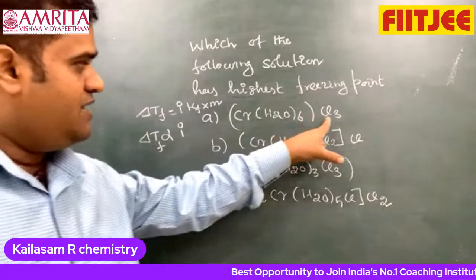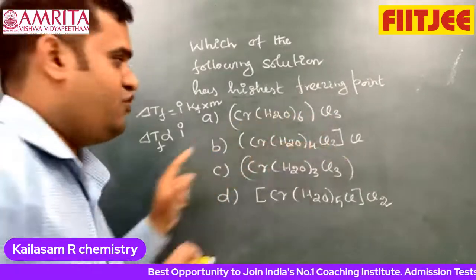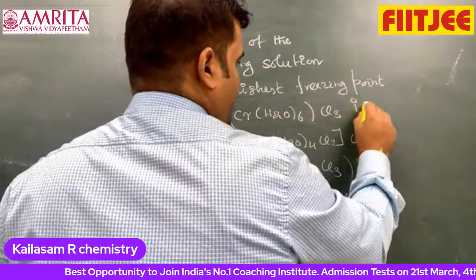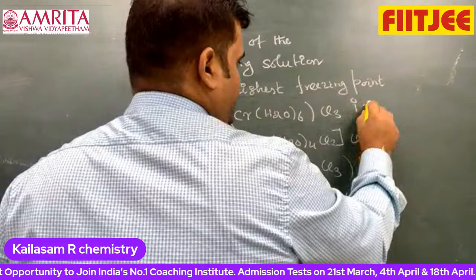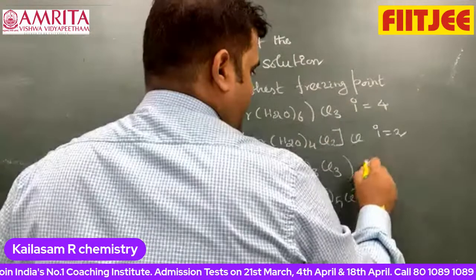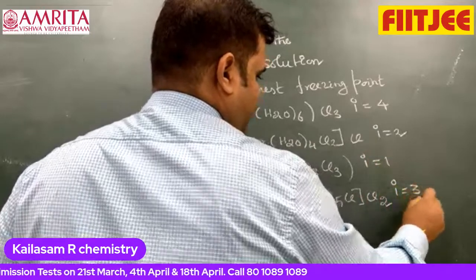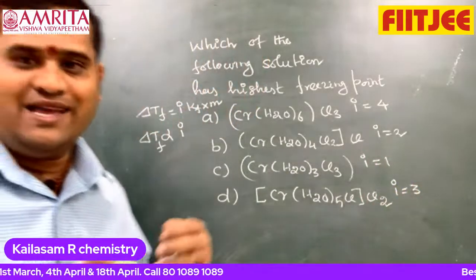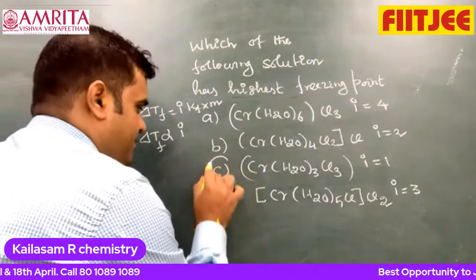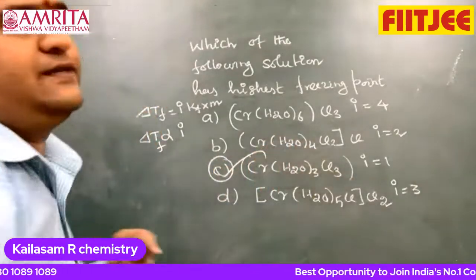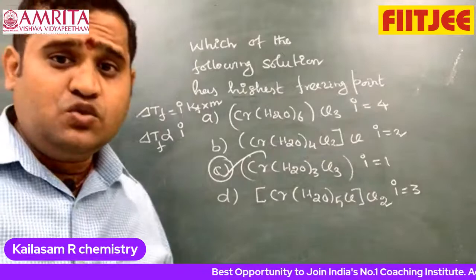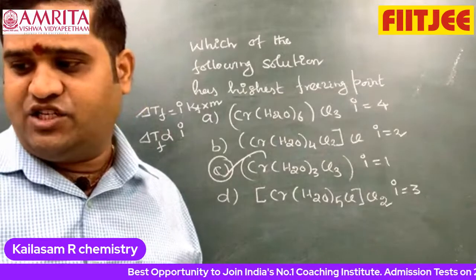Look at this. We know that this is Cl3, giving 3 Cl minus. Therefore, here i is equal to 4. Here i is equal to 2. Here i is equal to 1. Here i is equal to 3. Now, which will have the highest freezing point of solution? This is what you may expect in IIT.